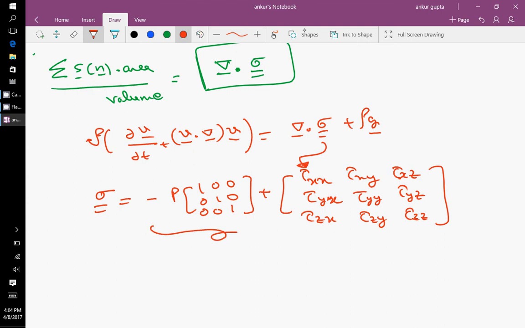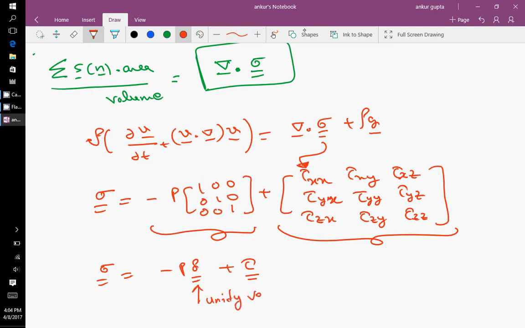This is the pressure part and then the shear part. By using this breakdown, or in short form, you can write this as minus p Kronecker delta plus tau. This is the unity vector and tau is this stress.